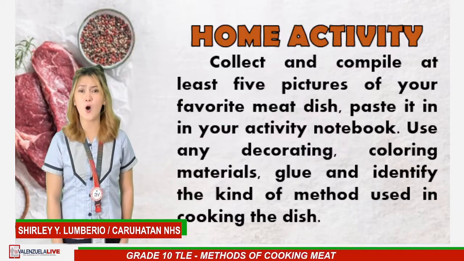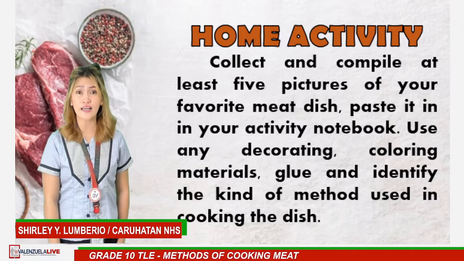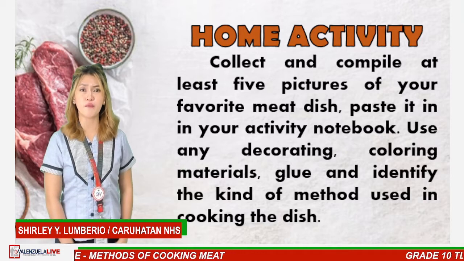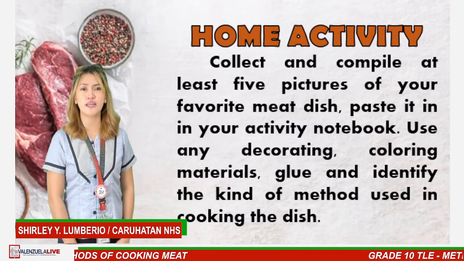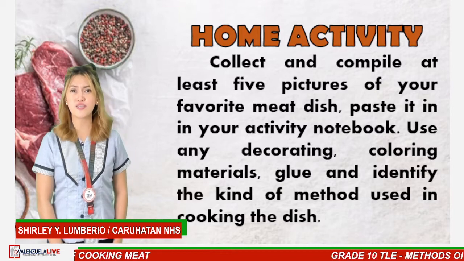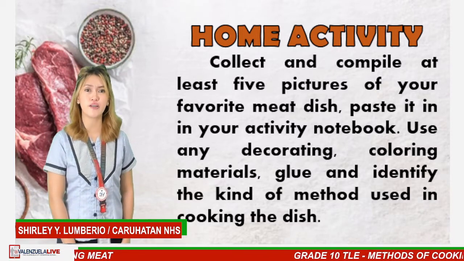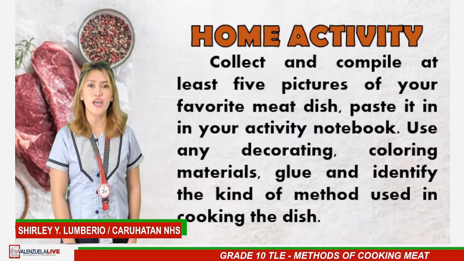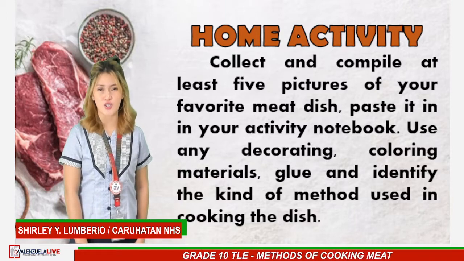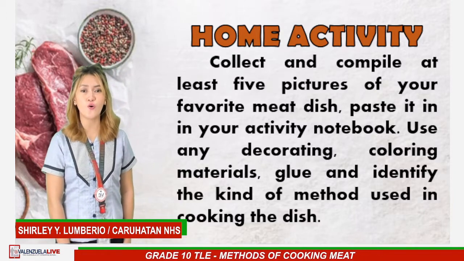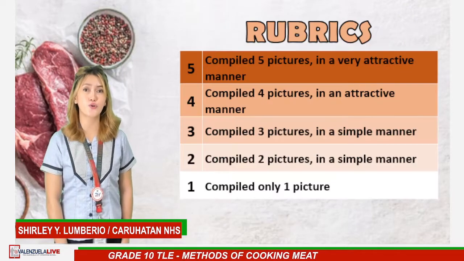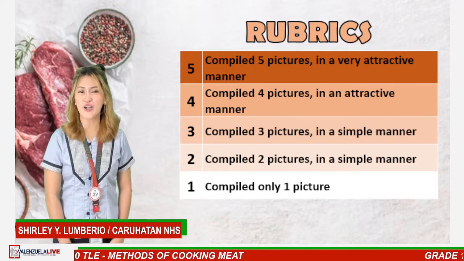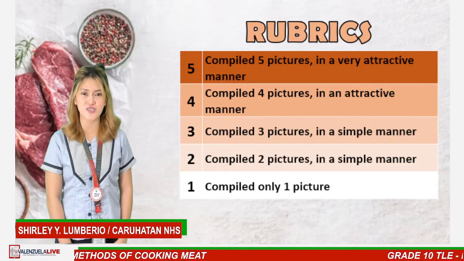Let us have your home activity. Collect and compile at least 5 pictures of your favorite meat dish. Paste it in your activity notebook. Use any decorating, coloring materials. Glue and identify the kind of method used in cooking the dish. Your score will be based on this rubric. Make your output as creative as you can.